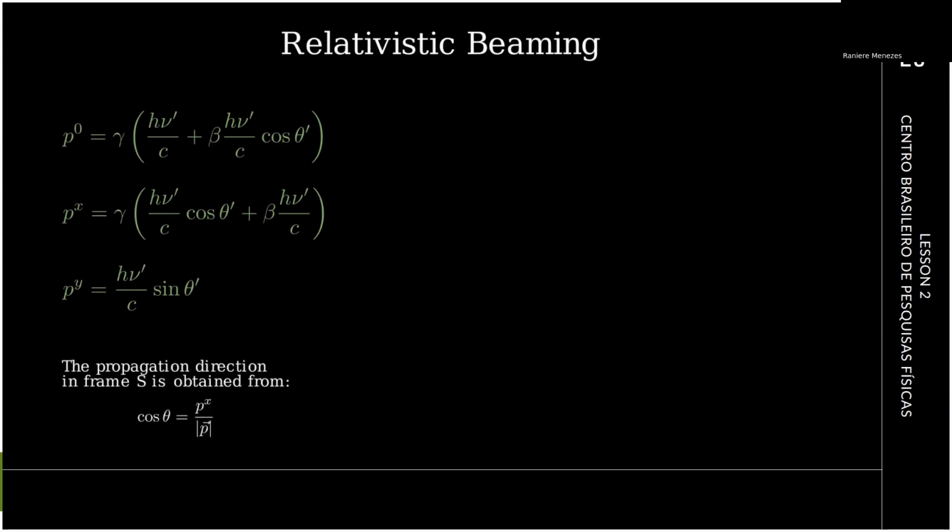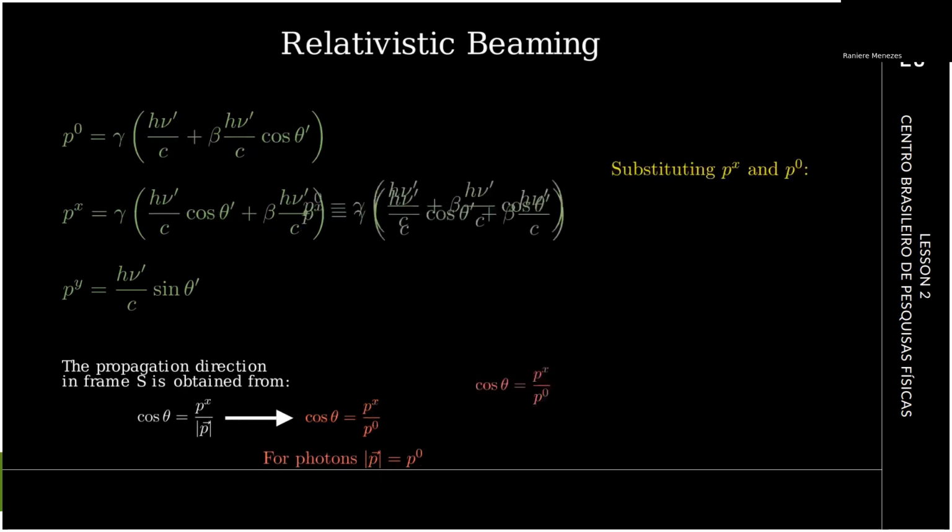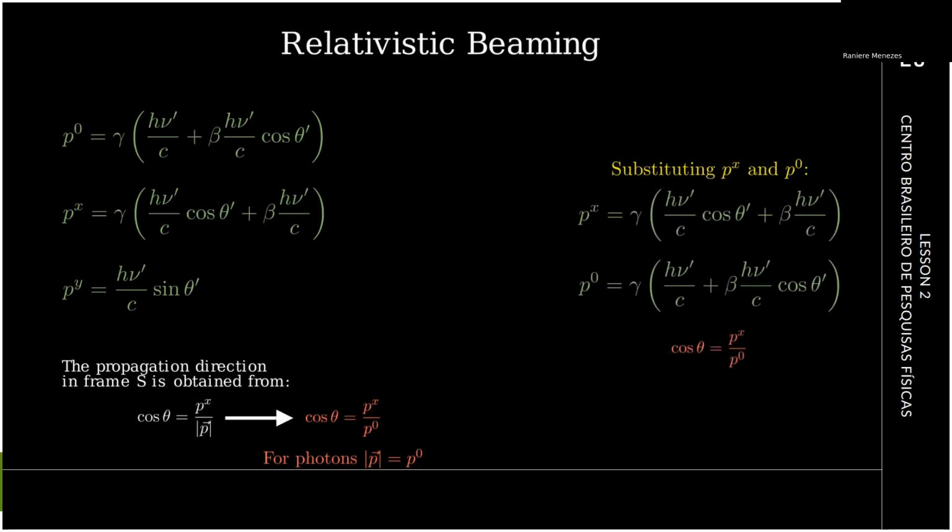And to get the angle, we just need to take the momentum in X divided by the hypotenuse, by the full norm of the vector. Okay, here I'm going slowly. I can show that to you later.